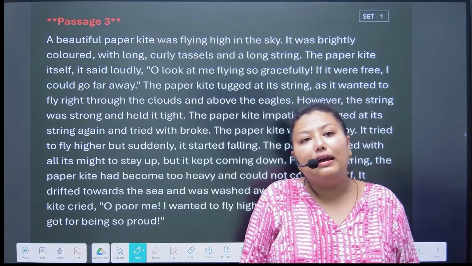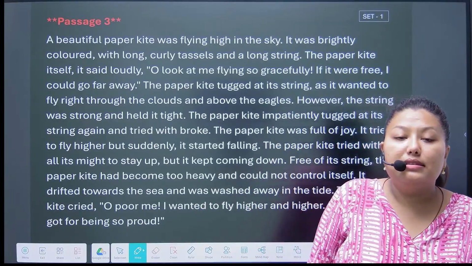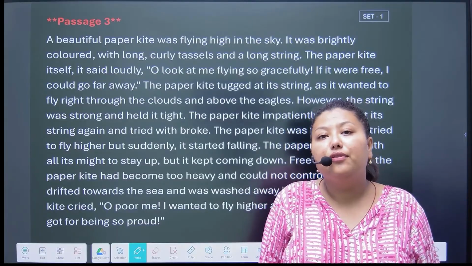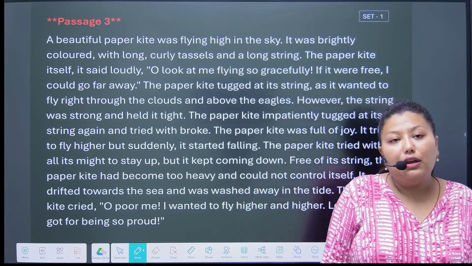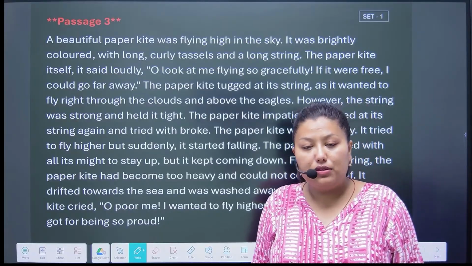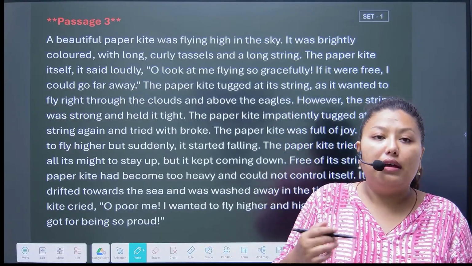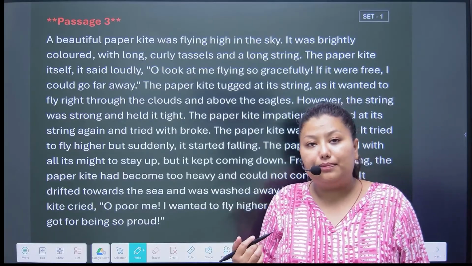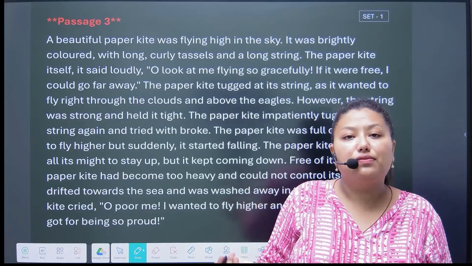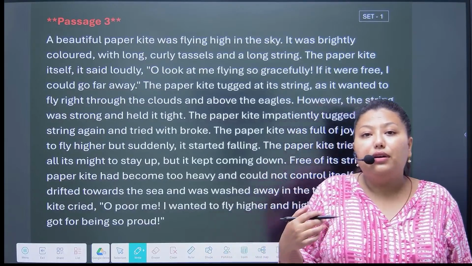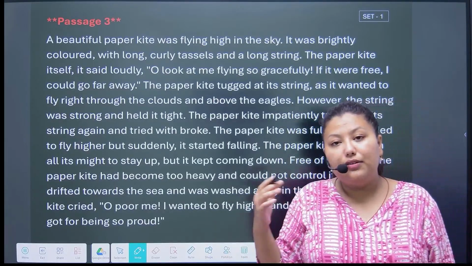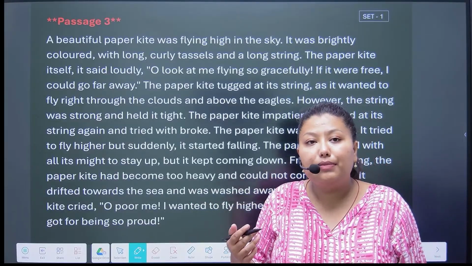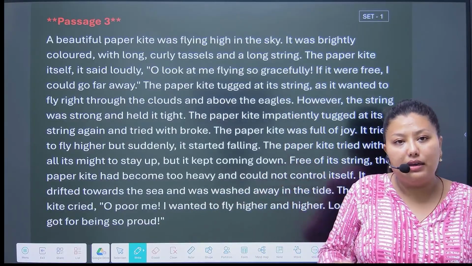The paper kite said loudly, "Oh, look at me, flying so gracefully. If I were free, I could go far away." So the paper kite himself said loudly, "Oh, look at me, flying so gracefully. If I were free," that is, he was saying that I am flying very gracefully and I wish I was free, I could go far away from here.